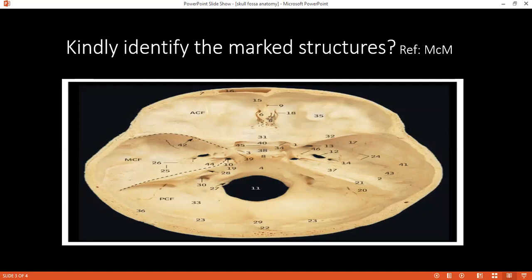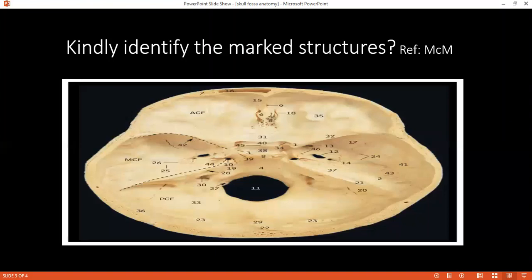Yes, the structures passing through the foramen ovale are the otic ganglion, mandibular division of the trigeminal nerve, accessory meningeal artery, lesser superficial petrosal nerve, and the emissary veins from the pterygoid plexus to the cavernous sinus. Okay, this 6 and 5, what is this, if you can tell me? 6 is the crista galli, and 5 is the cribriform plate of the ethmoid bone. Okay, what passes through it? The olfactory nerves. All right, okay.